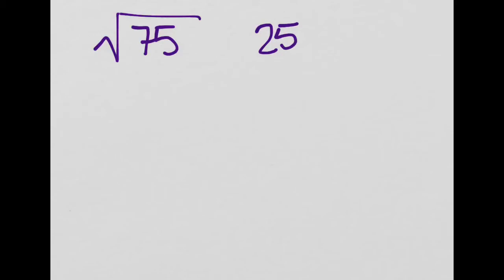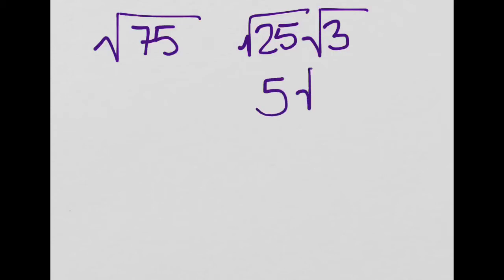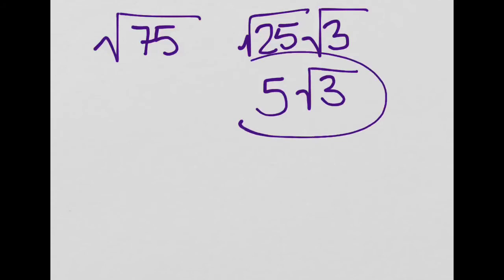I could also do something like the square root of 75. For the factors of 75, I know that 25 is a factor of 75, and when I multiply it by 3, that gives me 75. The square root of the perfect square 25 is 5. The square root of 3 would remain within the radical symbol, so that's the simplified version.